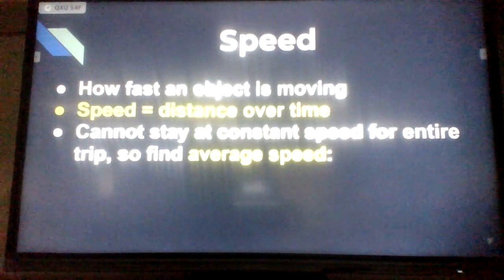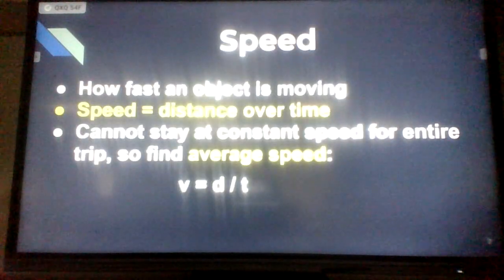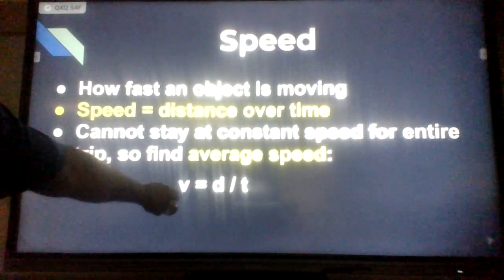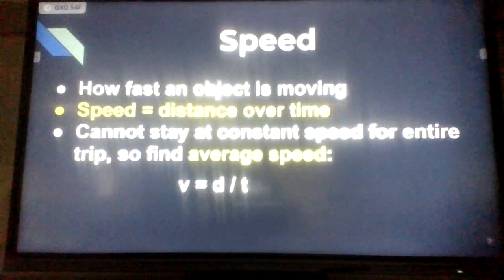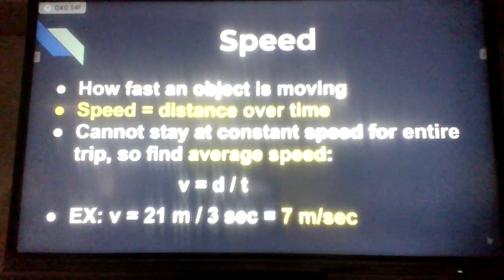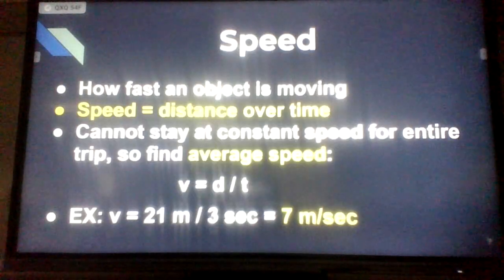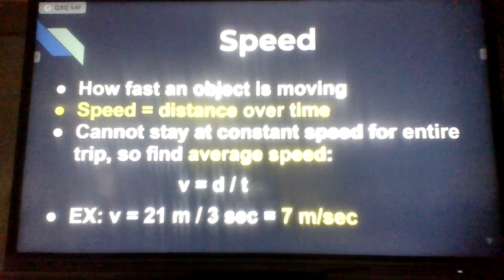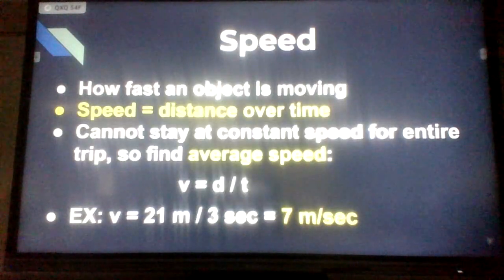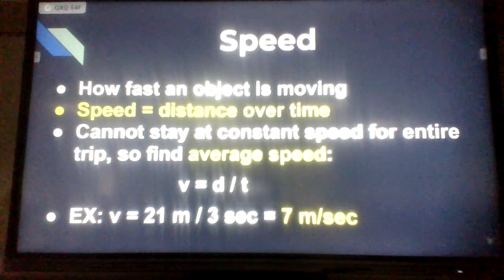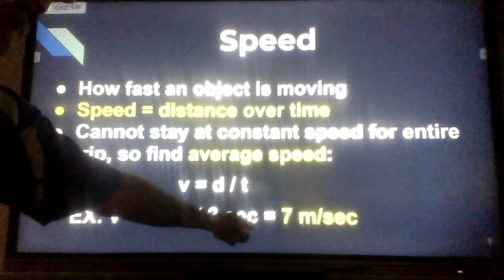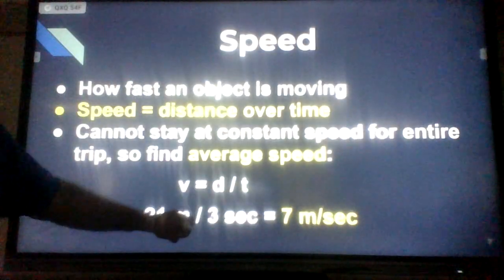So we have to calculate the average speed by simply doing V equals D divided by T. Now in physics, V stands for either velocity or speed. And then if we have a direction, we call it velocity. And it's a very simple calculation. Let's say we walked 21 meters and we did so in 3 seconds. That would be walking fast or a light jog. What we simply do is 21 divided by 3 is 7, and we have the unit meters per second.